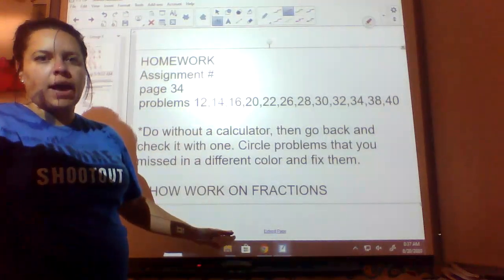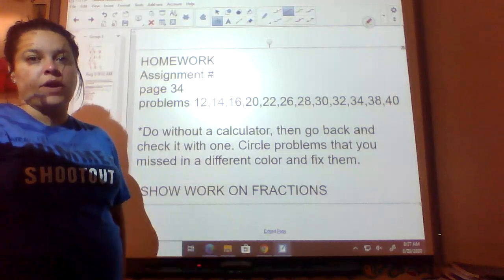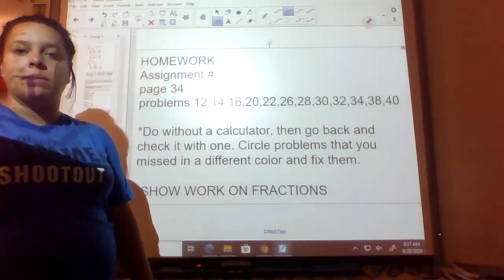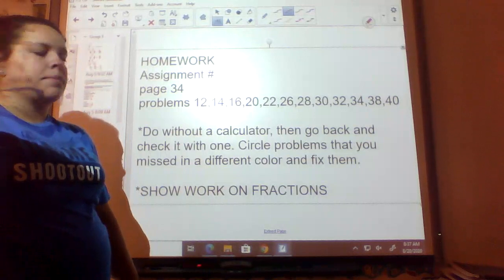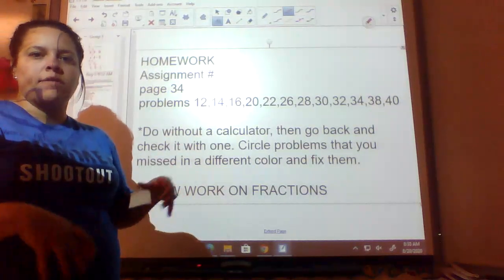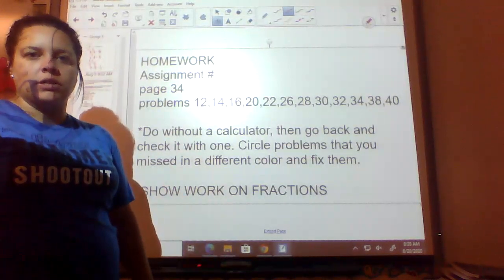Show work on your fractions. I do not want you to use your calculator on your fractions either unless it's just to help you find a common denominator. All right. Make sure you take a picture of it, upload it on this assignment, and you're good to go.